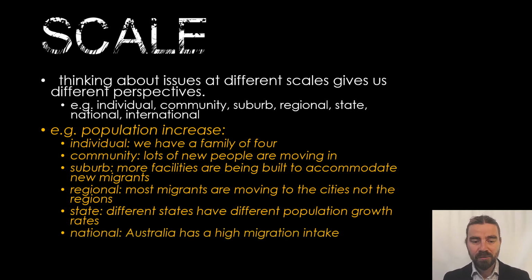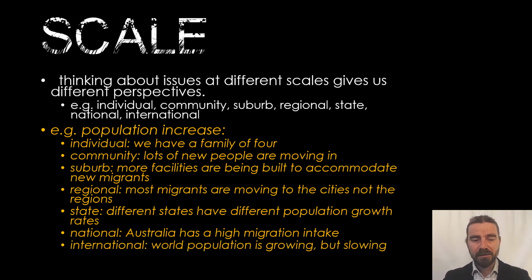Okay, at the national level, if it wasn't for migration from other countries, Australia's population would be going down. We don't have enough babies to keep our population steady, let alone increase it. So we bring in about 250,000 migrants a year. And at the international level, the world population is growing, yes, but its growth rate is slowing.